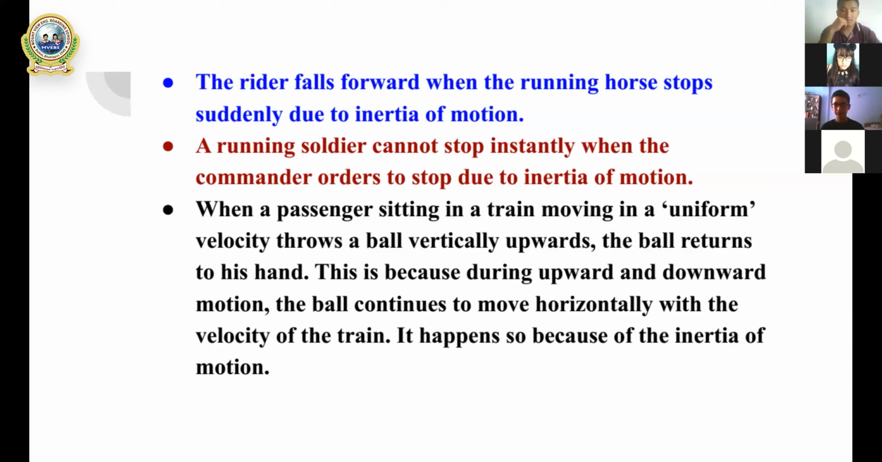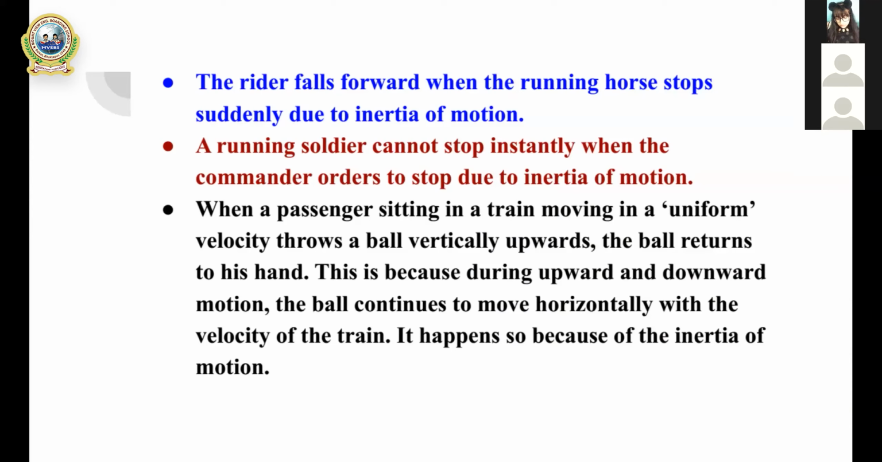Another example, third example for inertia of motion, class 9. The rider falls forward when the running horse stops suddenly, due to inertia of motion. During the running, both the horse and rider are in the state of motion. If the horse stops suddenly, what will happen? The rider who is on the horse does not get the effect of force at the moment. That is inertia of motion, and the person who is on the moving horse obviously goes forward and even sometimes falls from the horse in the forward direction.